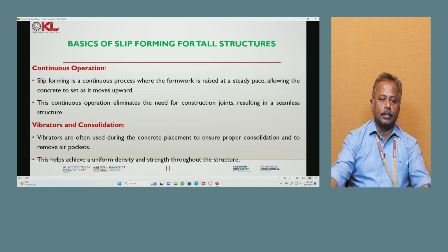Next, vibration and consolidation. Vibrators are often used during concrete placement to ensure proper consolidation and to remove air pockets. It helps to achieve uniform density and strength throughout the structure.